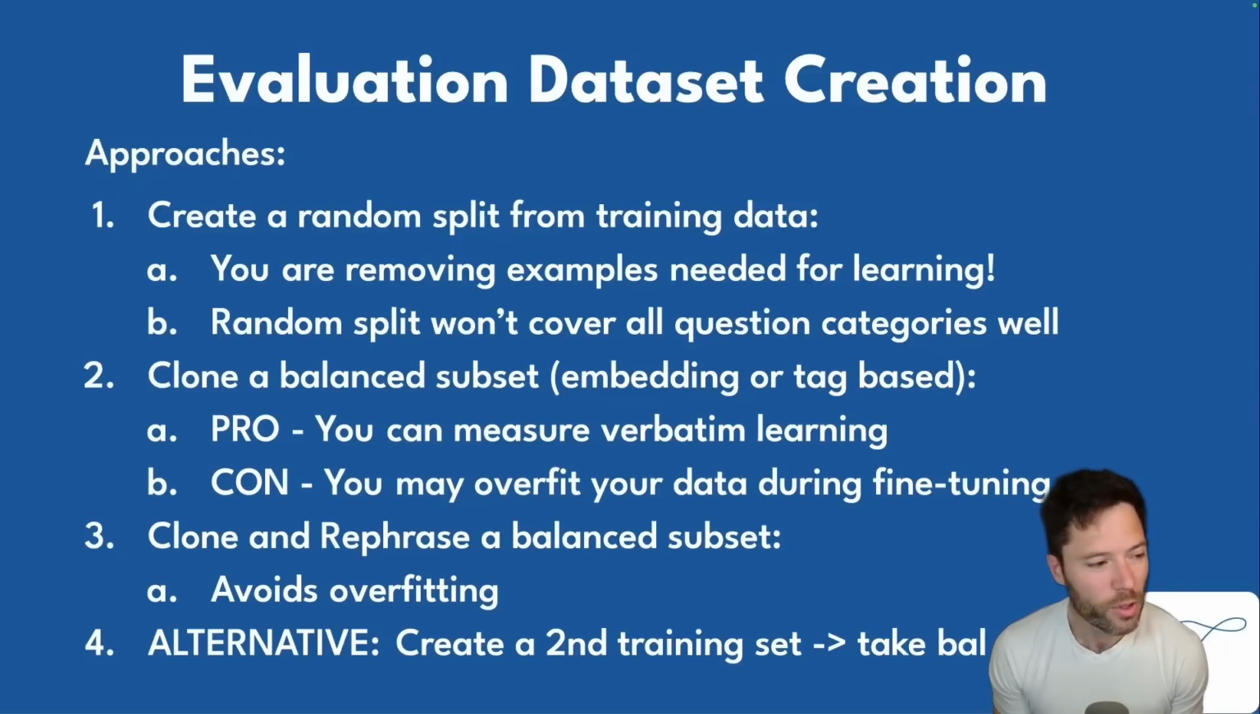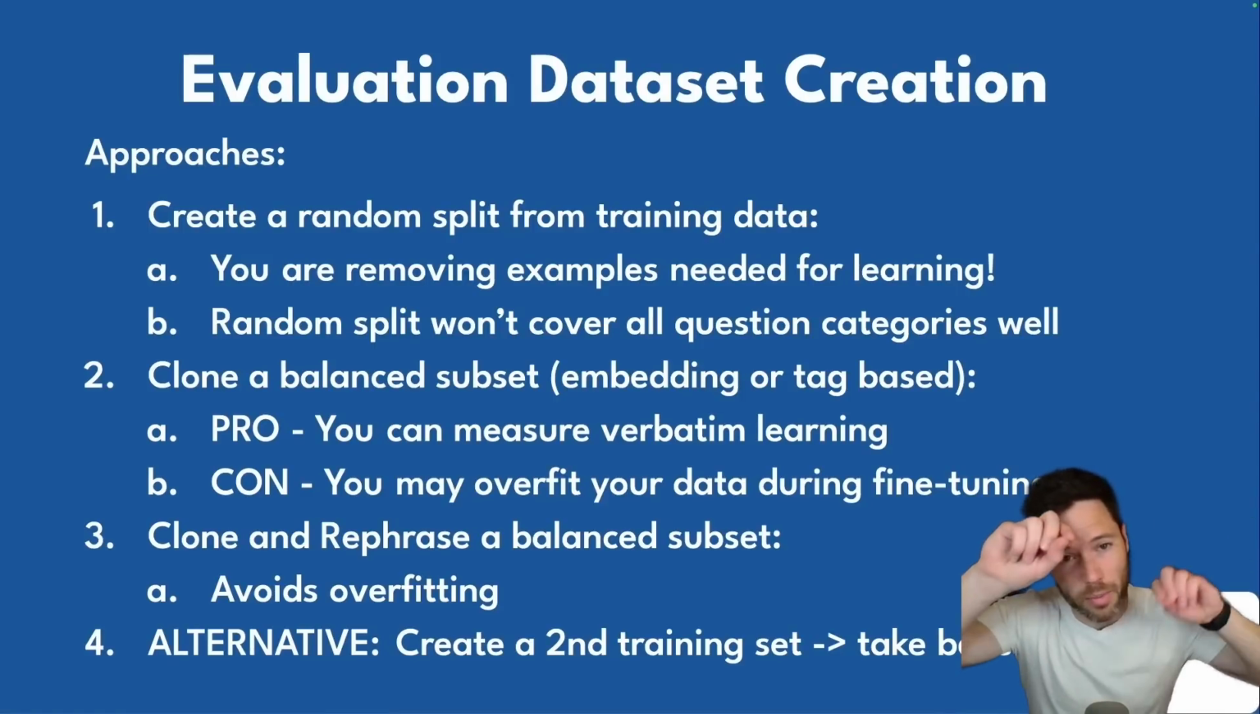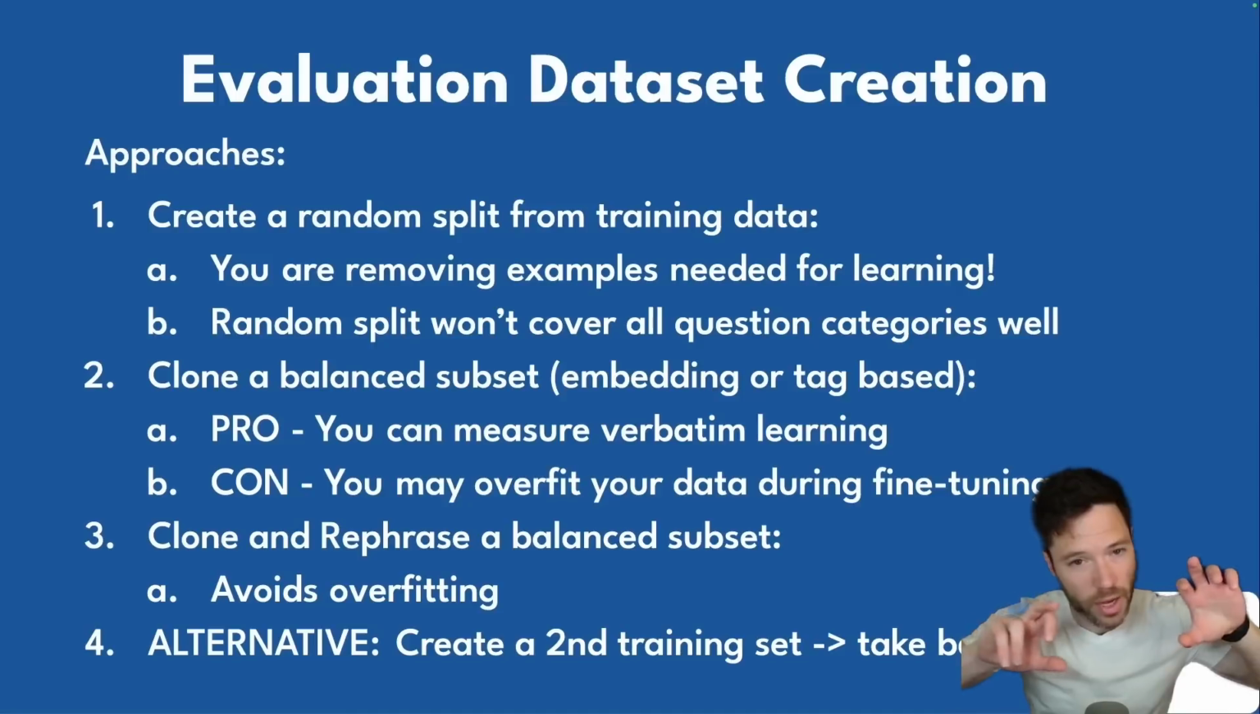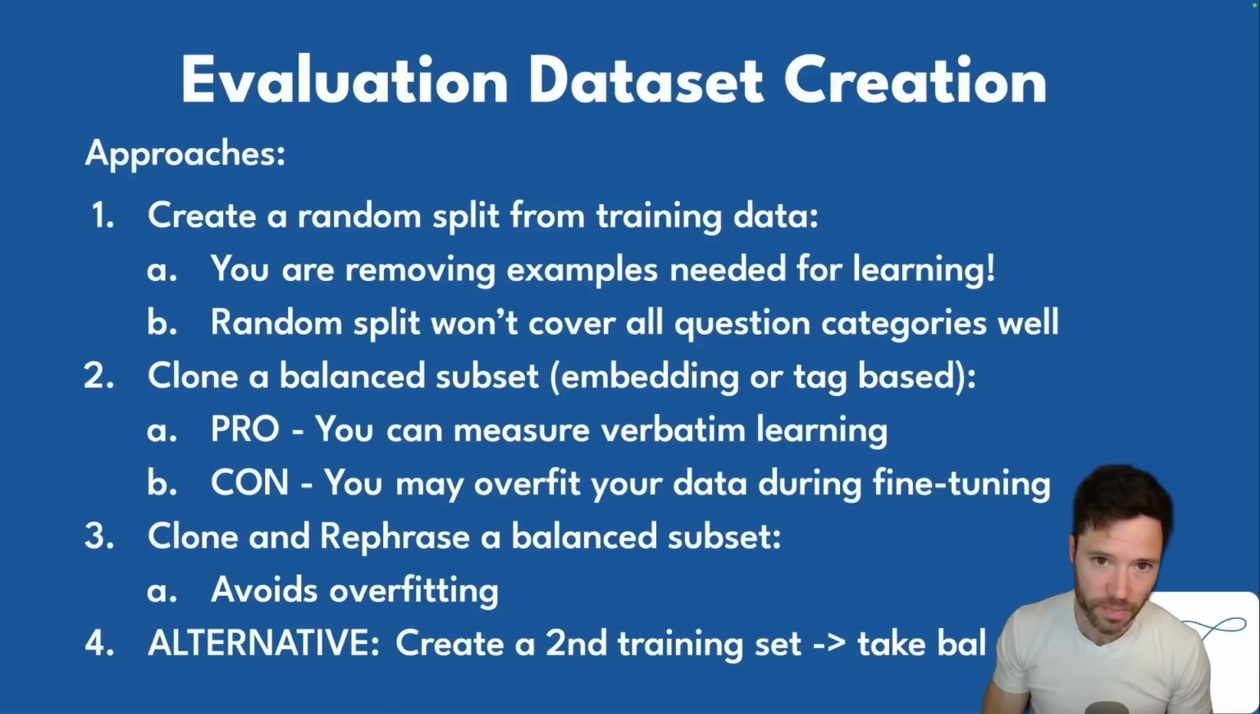So the question is, how can you get a balanced eval set that also measures examples that generalize a little bit more than just verbatim copies? And one way to do that is to clone, but then rephrase the questions and answers. So think now about having a data set, taking a balanced subsplit, balanced across embeddings or tags, and now get an LLM to rephrase the questions and answers. And that's going to give you a data set that is not going to be verbatim and should allow you to measure if there is overfitting or not.